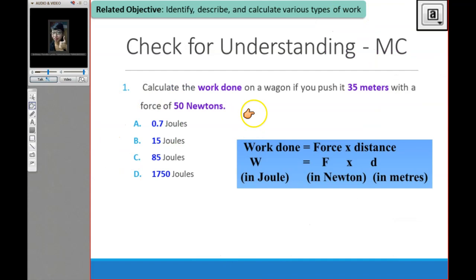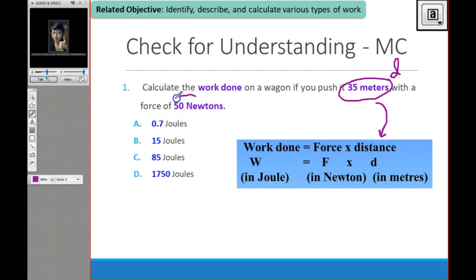Looking good. All right, so let's go ahead and do a problem here. So we want to calculate the work done on a wagon if we push it 35 meters with a force of 50 newtons. So first, let's annotate this. 35 meters, is that telling me work, force, or distance? Yes, this is going to be our distance, right? So I'm going to annotate this with a D to tell me that's the distance, and I'll show that that's where it's going to get plugged in.